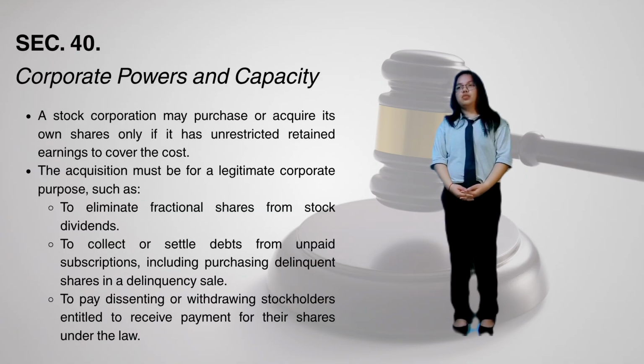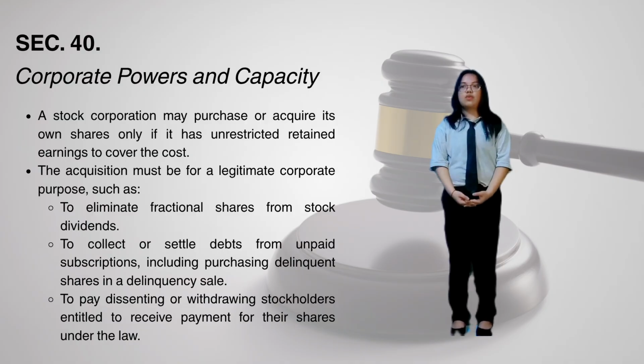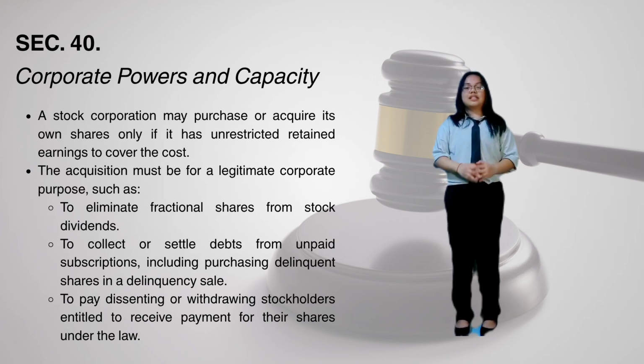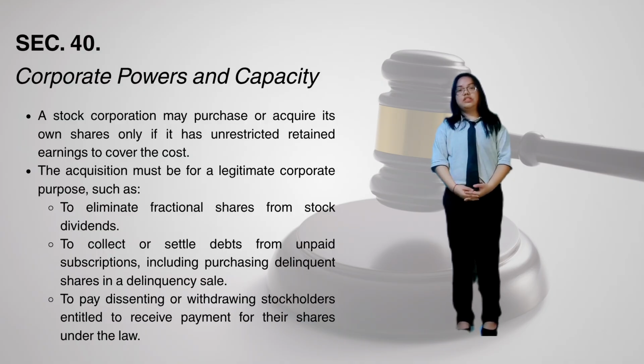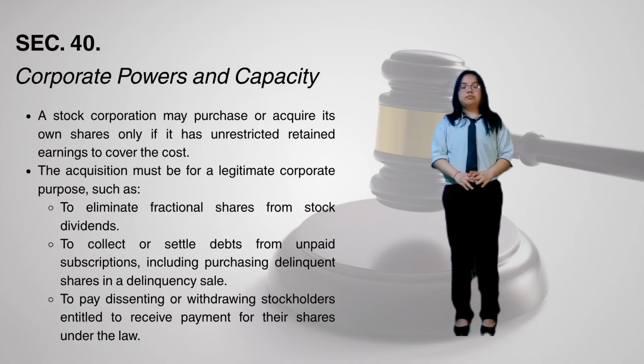Section 40, Power to Acquire Own Shares. This section says that a stock corporation may buy or acquire its own shares, but only if it has enough unrestricted retained earnings to pay them off. However, the purchase must serve a legitimate corporate purpose, meaning it should benefit the corporation, not just certain people. There are three allowed purposes.